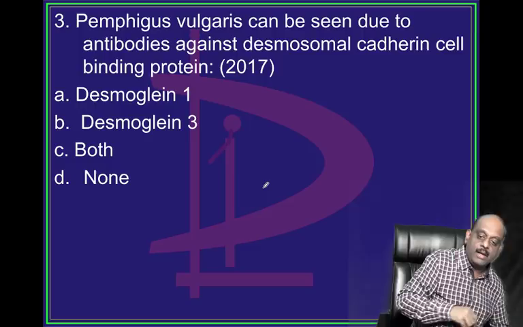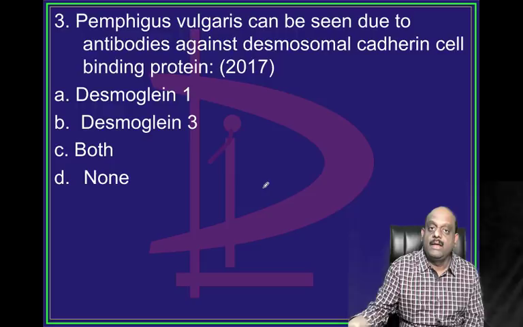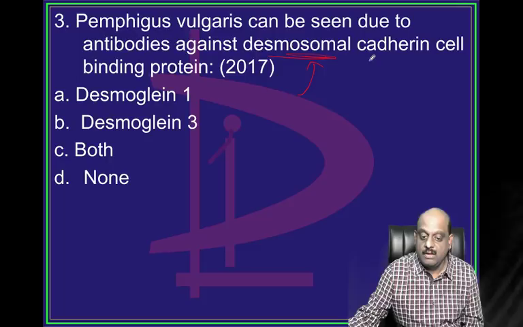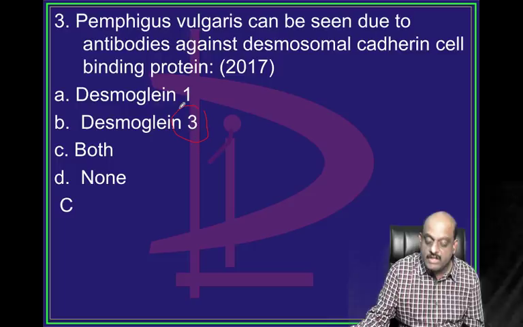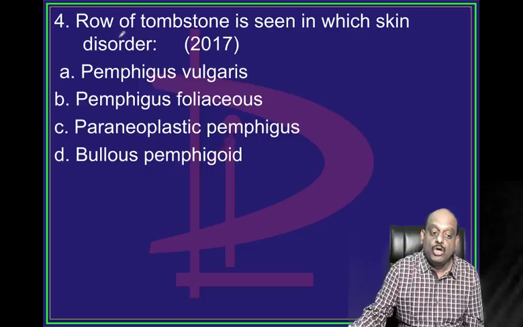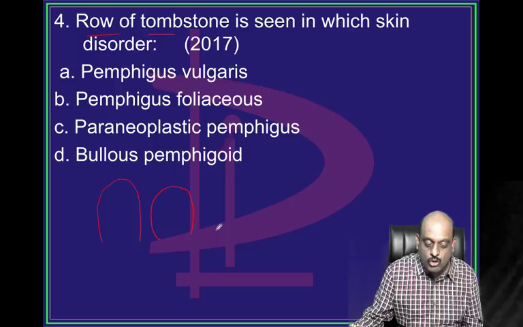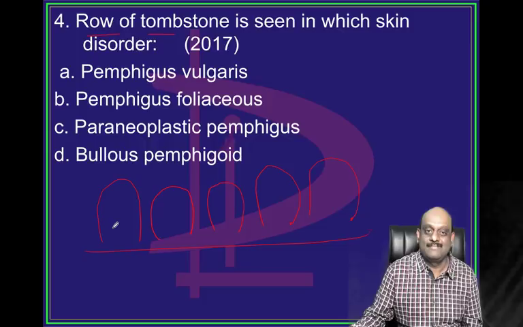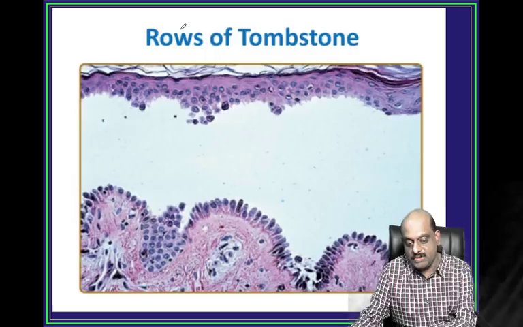Pemphigus vulgaris can be seen due to antibodies against desmosomal cadherin cell binding protein. What is that? It is desmoglein 3 and desmoglein 1, against both of them. Row of tombstones. So tombstone, row of tombstones, is typically seen in pemphigus vulgaris.